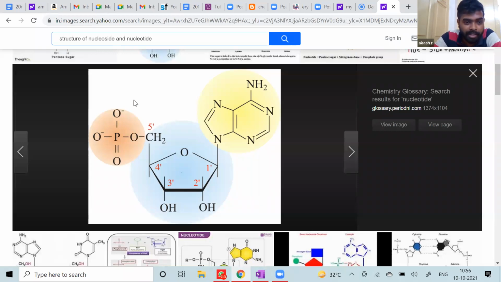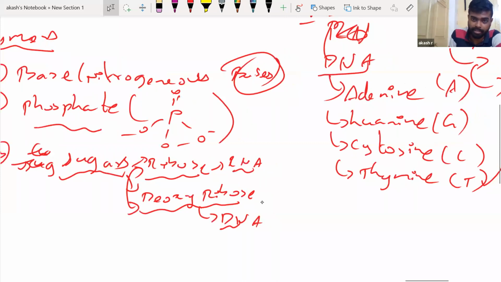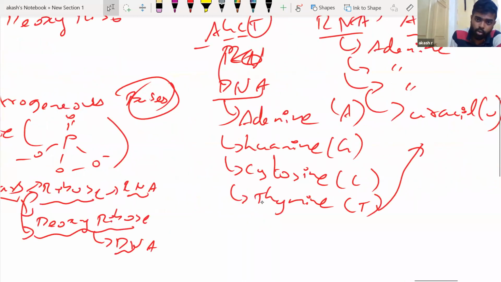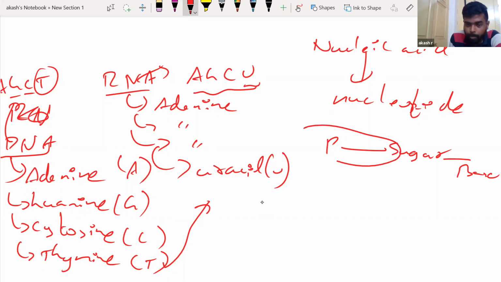And I want to concentrate on this particular one. PO something is there, right? This phosphorus is attached with this sugar. Now this linkage: for a polysaccharide, we said the linkage was a glycosidic linkage. For a polypeptide, we said the linkage is a peptide linkage. Same way for a nucleic acid, and that too in a nucleotide. Nucleotide means basically the phosphorus plus the sugar plus the base. I am talking about this particular bond.